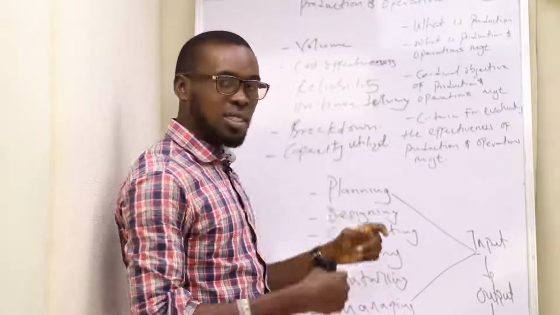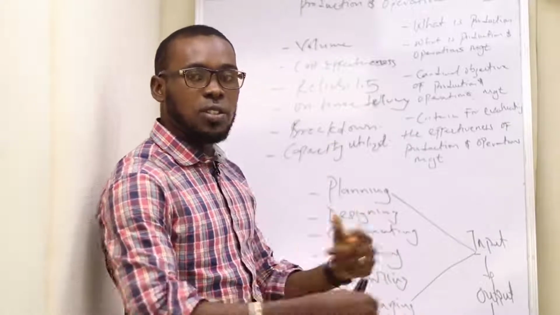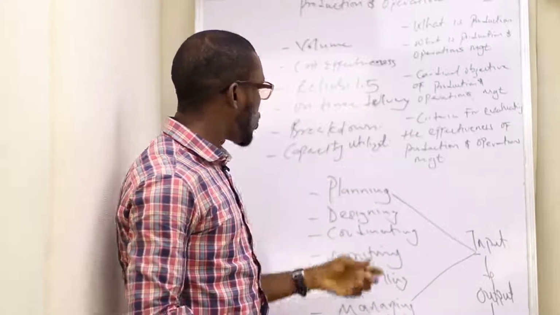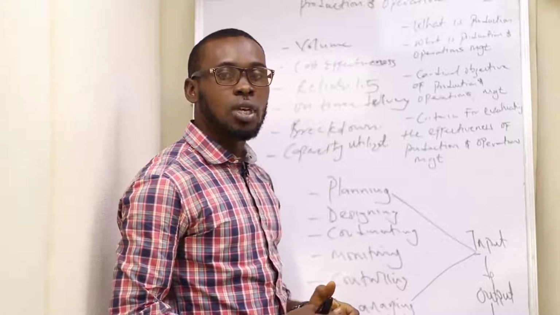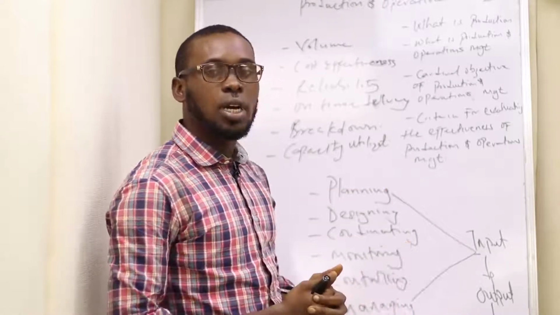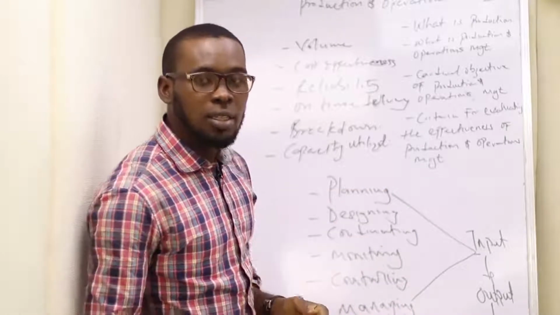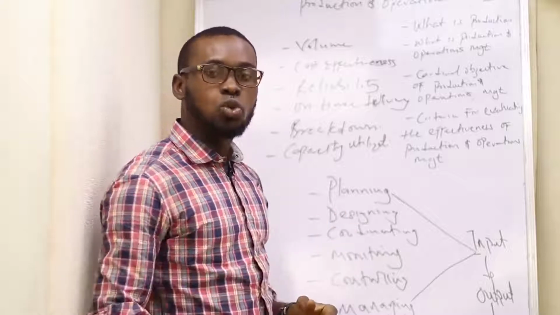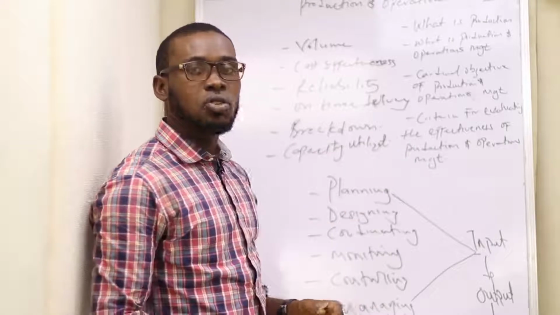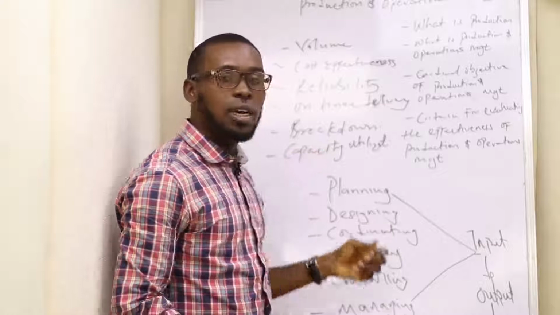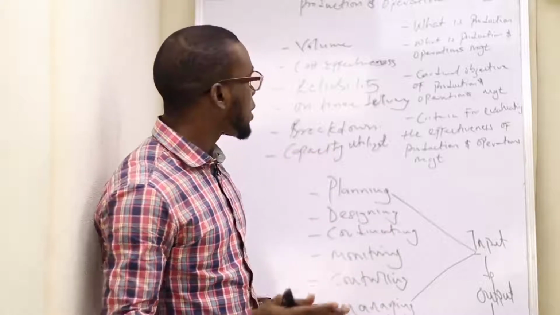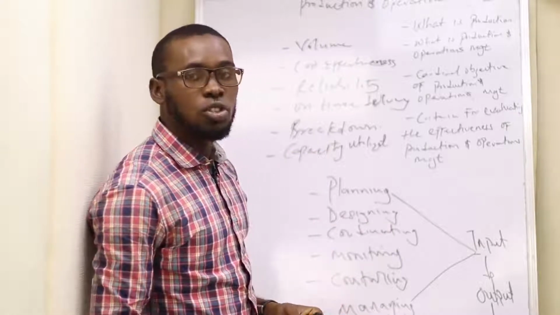And also you look at the system breakdown. How often is this system breaking down? And lastly, you can look at the capacity utilization. Are we underutilizing production capacity? Are we overutilizing? Do we need an extra machine to meet our demand? So all these are basic points you consider when looking at the effectiveness of production and operation system.